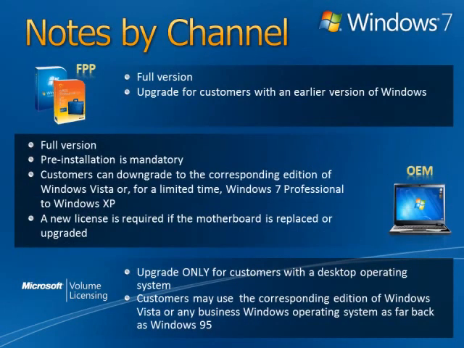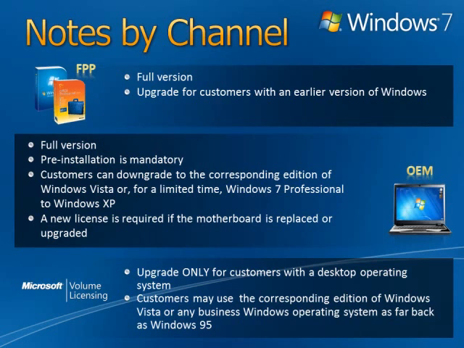Now if we just look at a few notes by channel, if you purchase Windows 7 through full package product, you can either purchase a full version or you can get an upgrade version if you do already have an earlier version of Windows. If you go through OEM licensing, it is just the full version only, and pre-installation is mandatory, so as I say, you must have it pre-installed on a new computer. And you do get certain downgrade rights, so you do get to downgrade to Windows Vista, or for a limited time you will be able to downgrade to Windows XP.